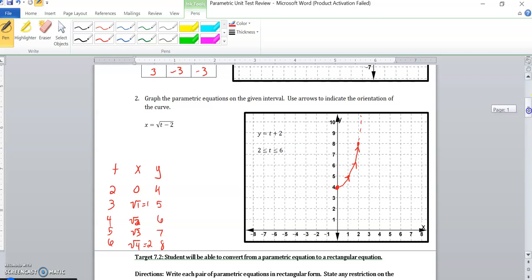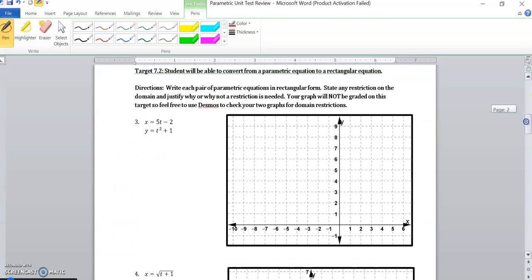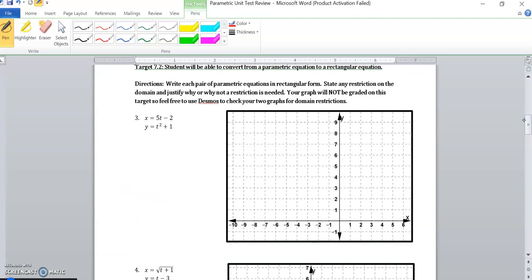All right, moving along. Question 3. Write each pair in rectangular form. In this case, also make sure you restrict the domain if necessary. We'll get to that here in a second.